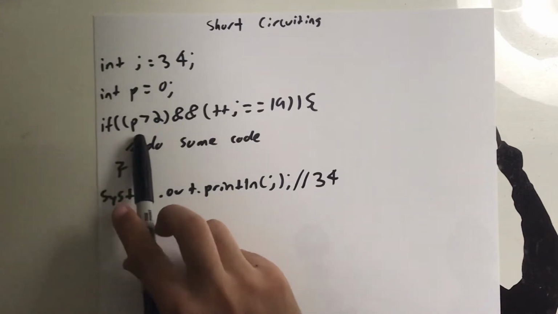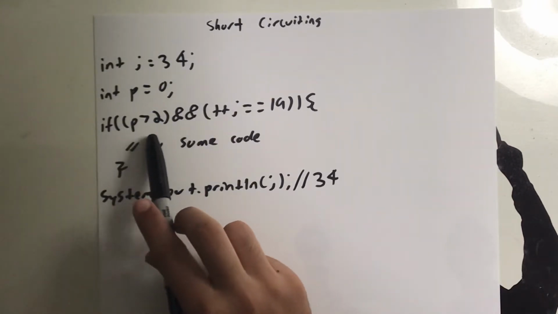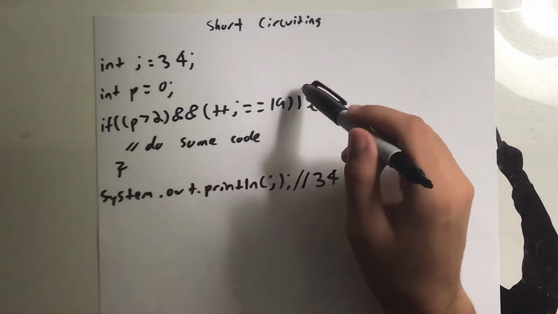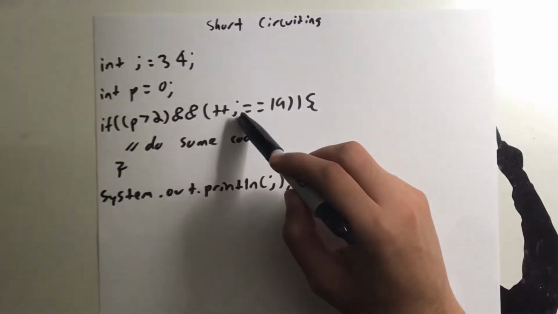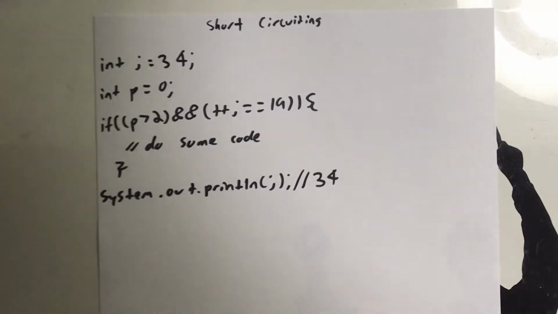Again, this one was false, and because we were adding a false, the whole thing is automatically false. So Java doesn't even have to check this. Therefore, j never gets incremented by 1. Okay?